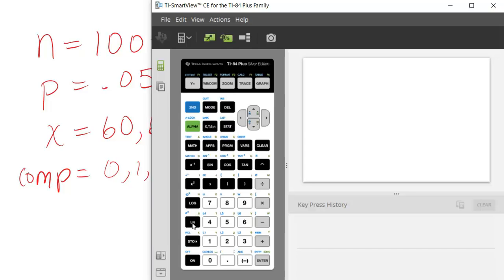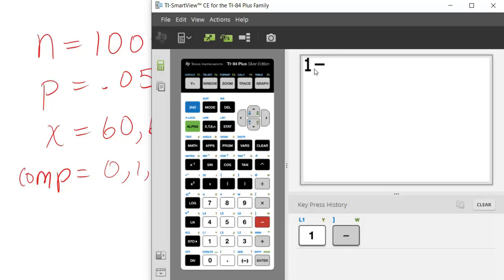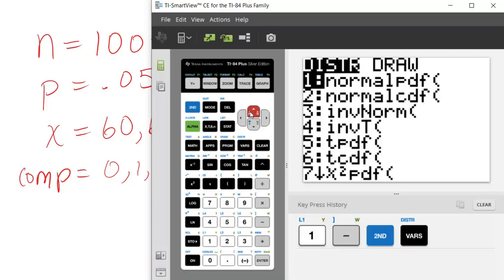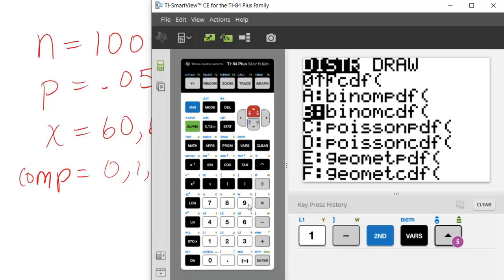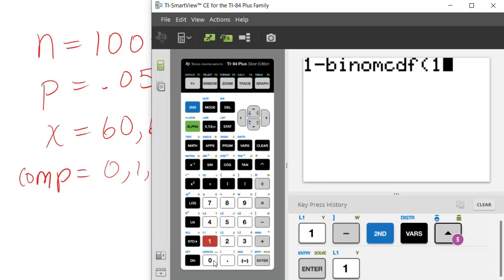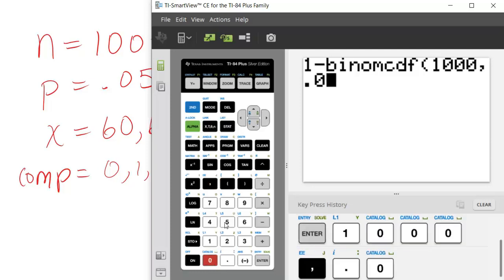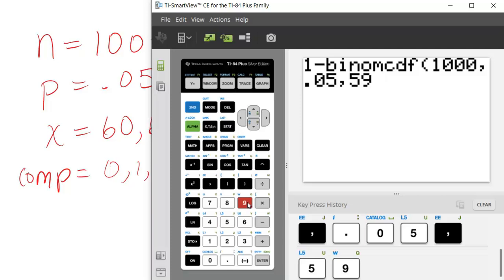So I'm going to start by typing the 1 minus. I like to type that in first so that I don't forget to do it. A lot of students will give me the right setup with the 1 minus, but then they forget to actually do the 1 minus in the calculator. And I'm prone to do that too. So I like to type it right away so I don't forget. Second vars, I want Binomcdf because we're adding up a bunch of cases in the complement. There were 1,000 trials. The probability of success is 5%, 0.05. That's the probability somebody comes to get one of those shirts. And we're going to subtract off all of the cases up through and including 59.